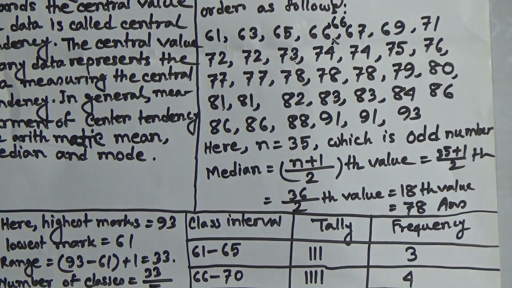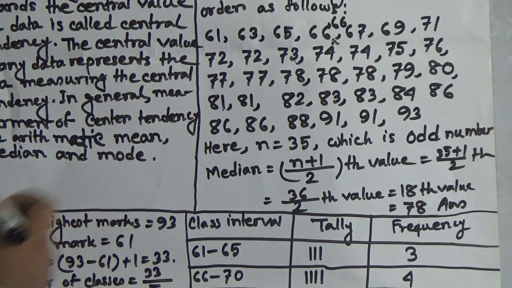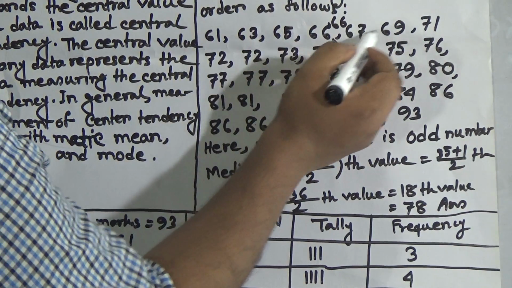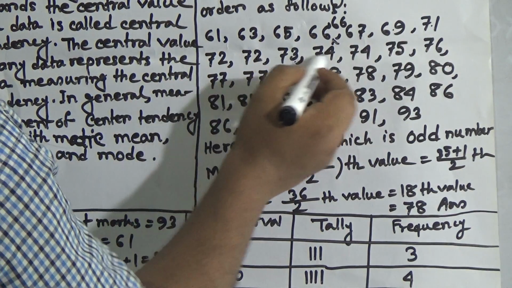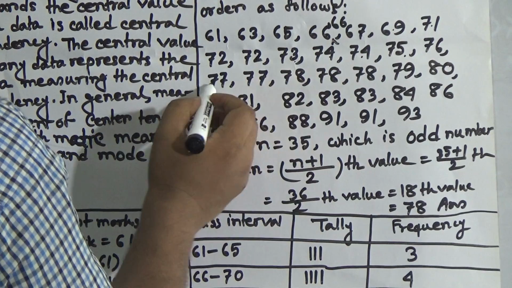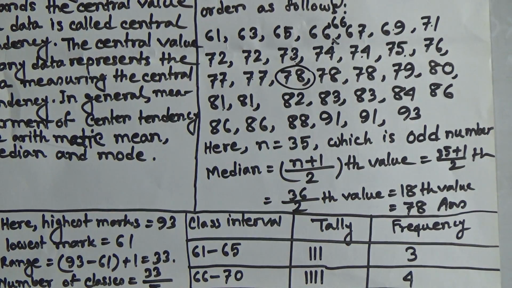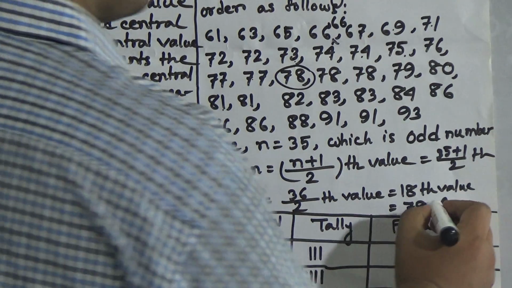So now we count 18. Which one is the 18th value? 1, 2, 3, 4, 5, 6, 7, 8, 9, 10, 11, 12, 13, 14, 15, 16, 17 and 18. So this one is the median of this given data. I hope you have understood, and this is the answer of this question.